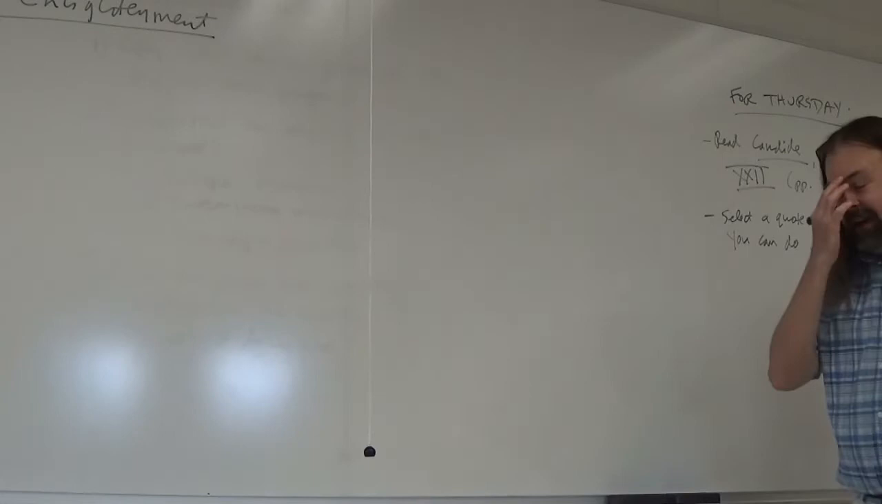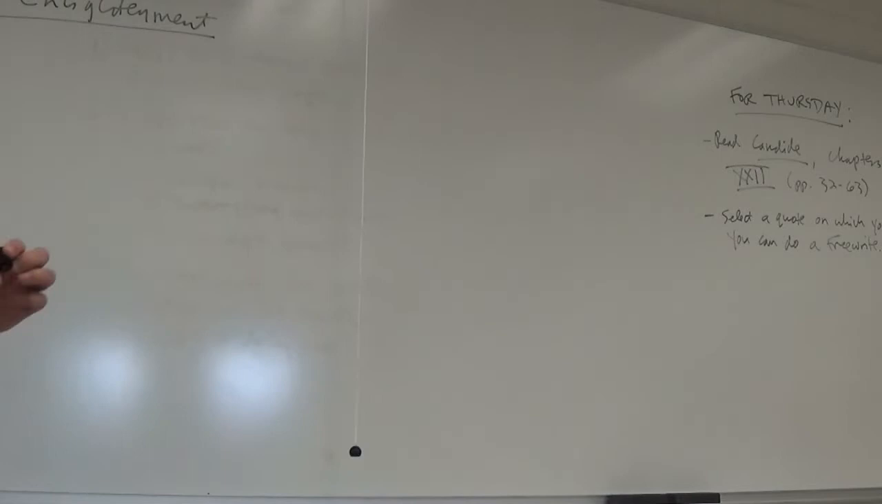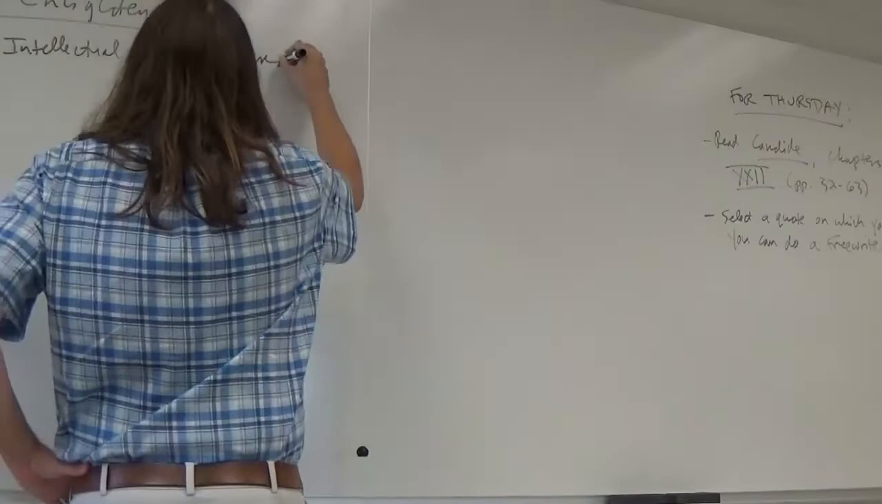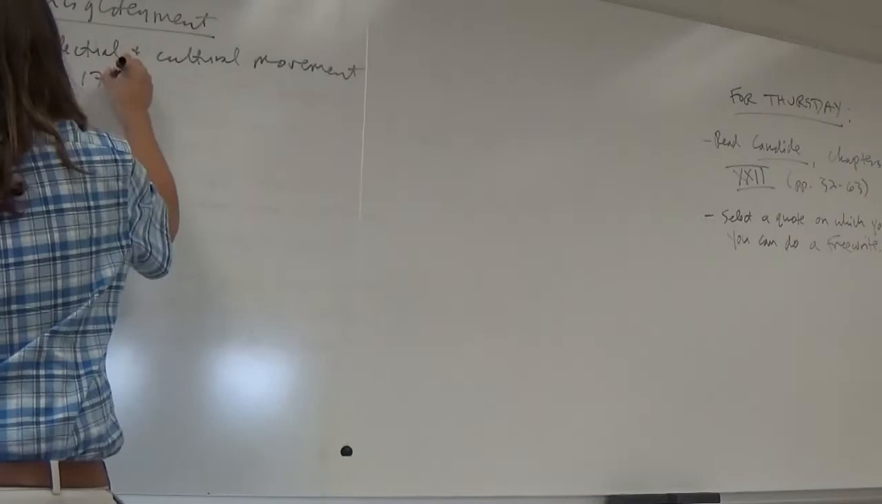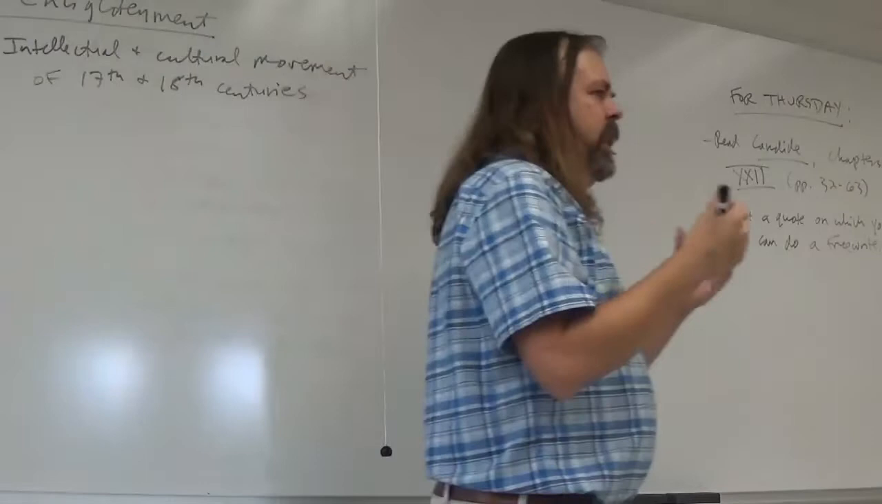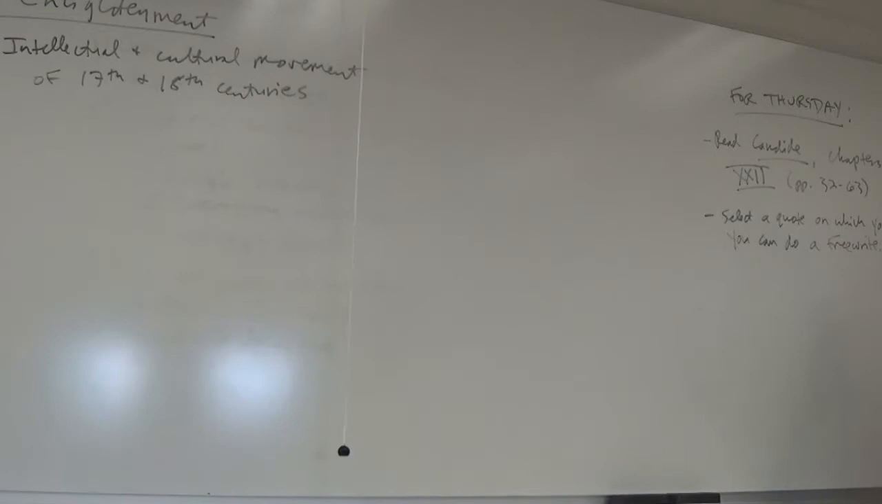Okay. So the Enlightenment is an intellectual and cultural movement of the 17th and 18th centuries. A lot of contemporary thinkers regard the Enlightenment as kind of like the intellectual basis for the modern world as it develops after the Industrial Revolution.